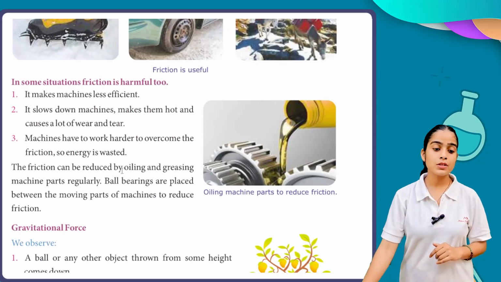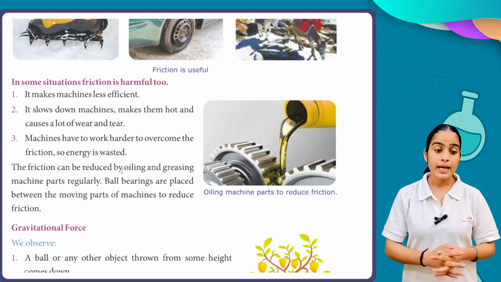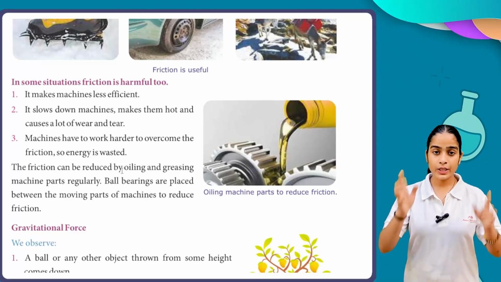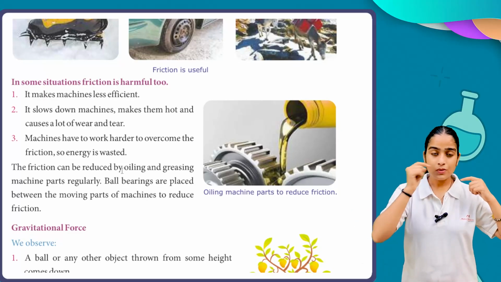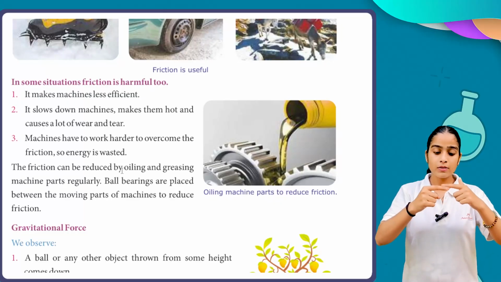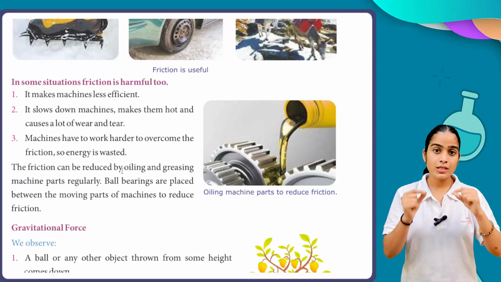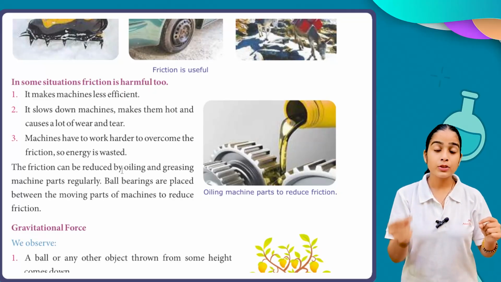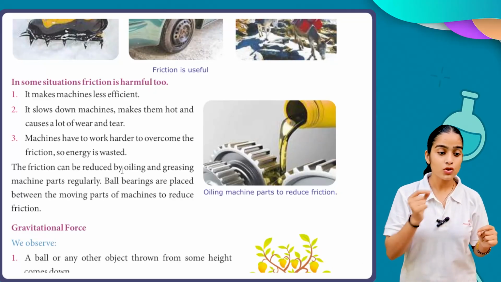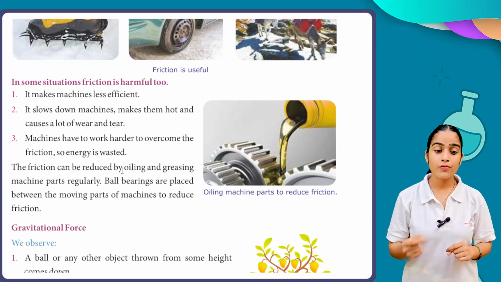Now, in some situations friction is harmful too. For example, it makes machines less efficient. When two objects are regularly connected to each other, for example in this oiling process, these two things are regularly connected like this. So what will result is that proper lubrication is not happening at that time, so it results in less efficiency of the engine. Next, it slows down machines, makes them hot, and causes a lot of wear and tear.